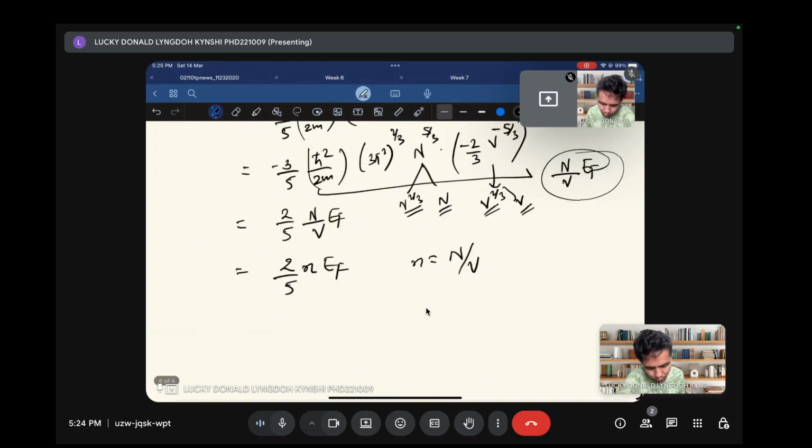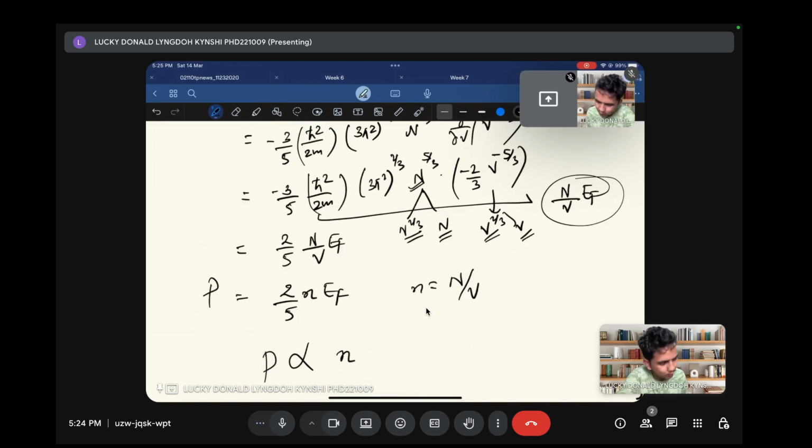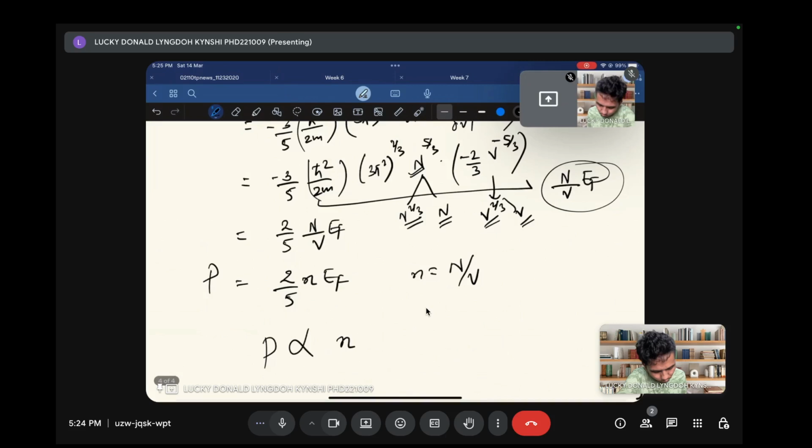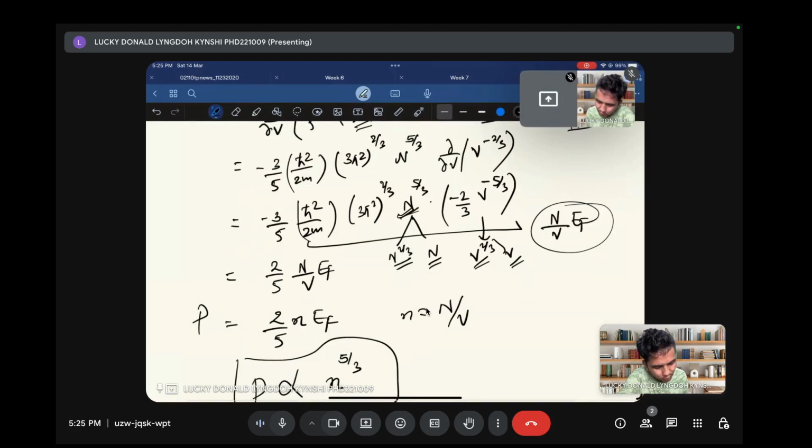So that means how does your pressure depend? Your pressure is proportional to n. Okay. So that means n to the power 5 divided by 3. Right, so this is n divided by 3 and this is also volume divided by 3, so you will get your pressure is in fact proportional to n to the power 5 by 3.